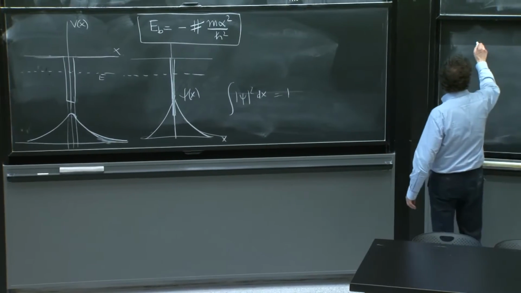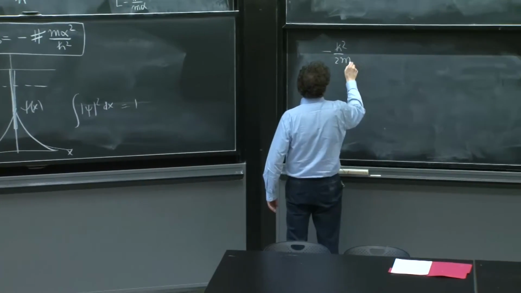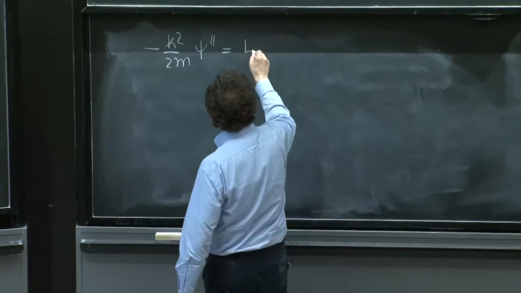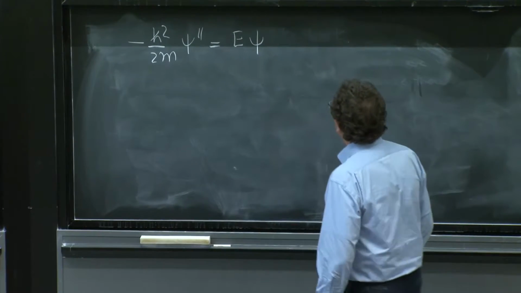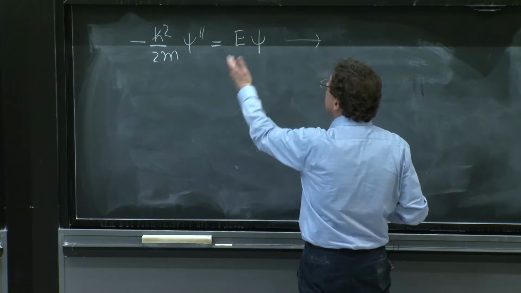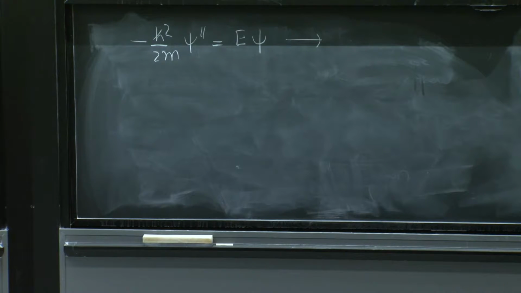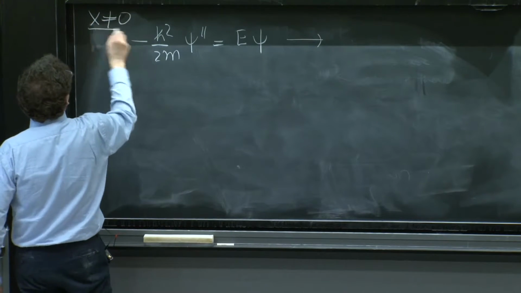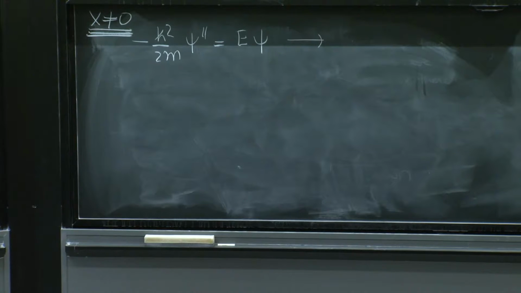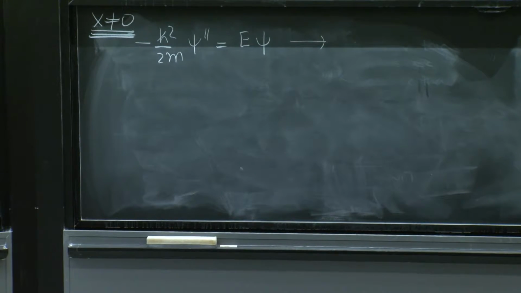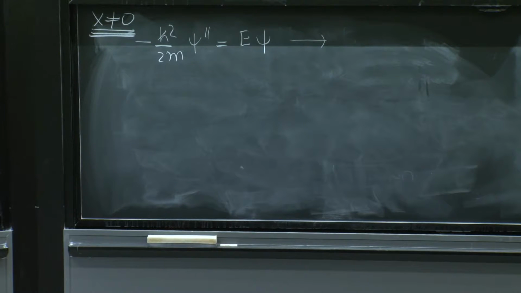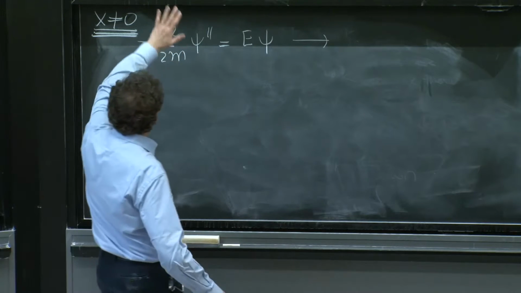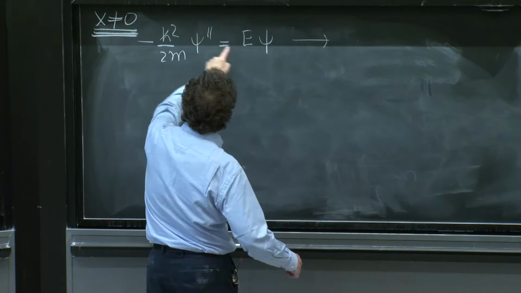Let's now write the differential equation, even though we're still not going to solve it. So what is the differential equation? Minus h squared over 2m psi double prime is equal to E psi. And I write this, and you say, oh, what are you writing? I'm writing the differential equation when x is different from 0. No potential when x is different from 0. So this applies for positive x, negative x. Doesn't apply at x equals 0. We'll have to deal with that later.